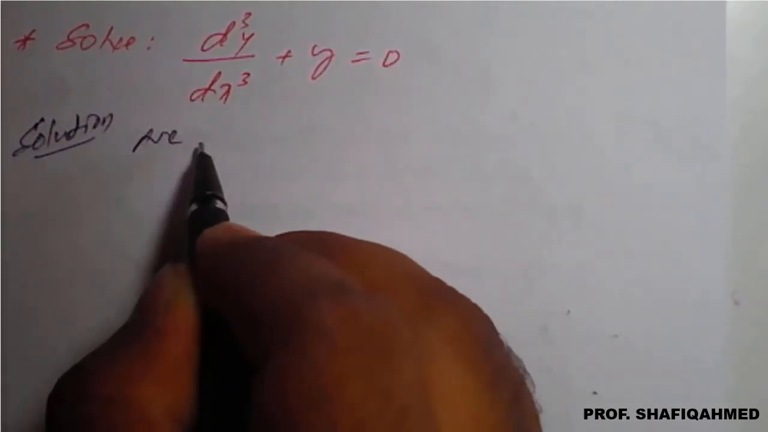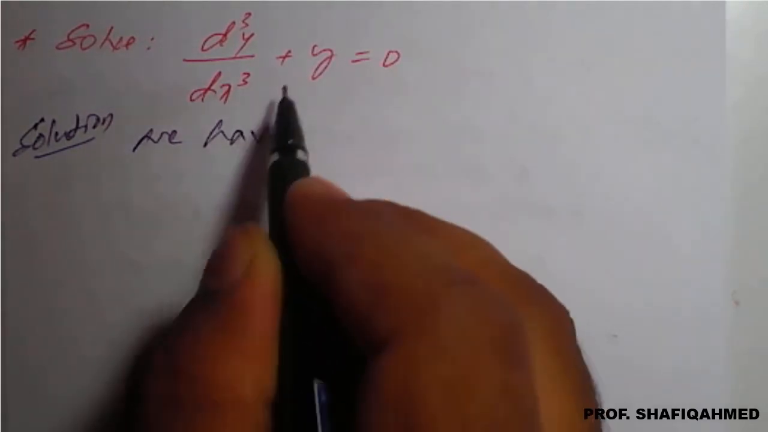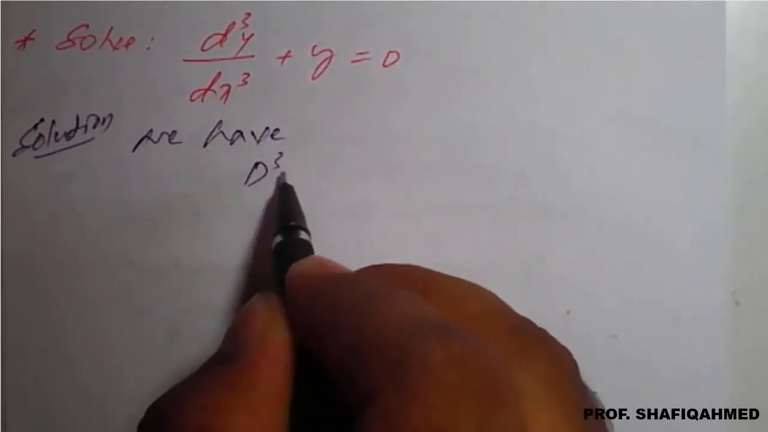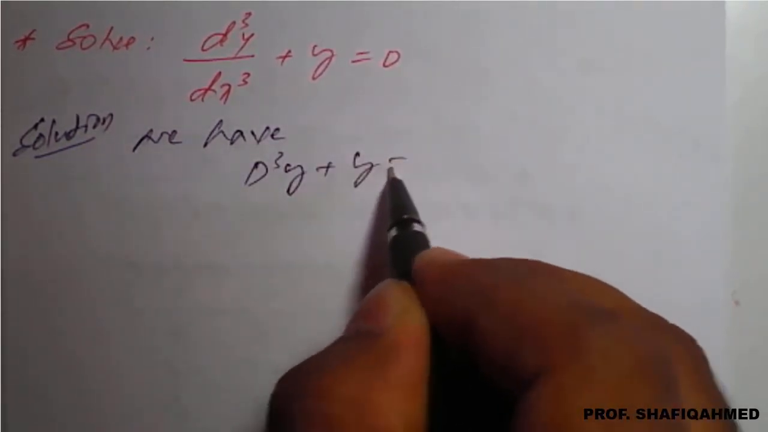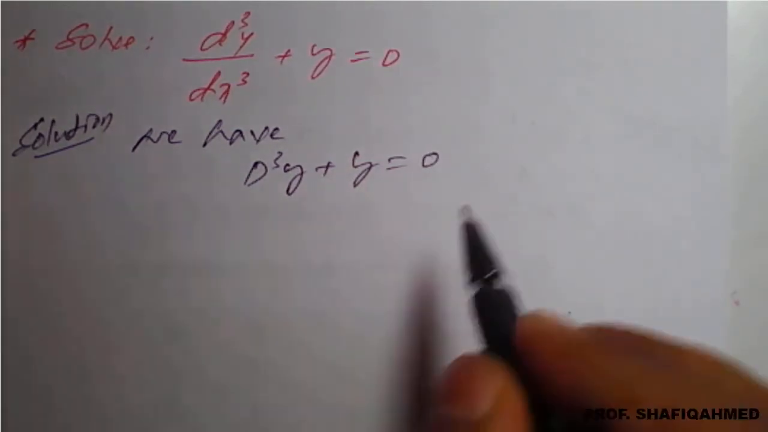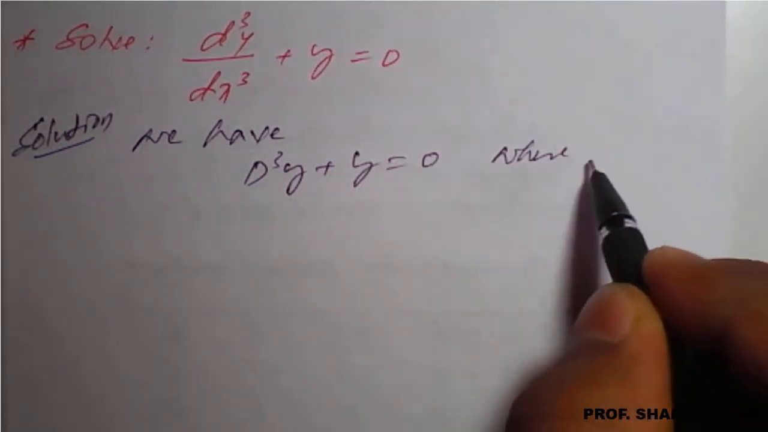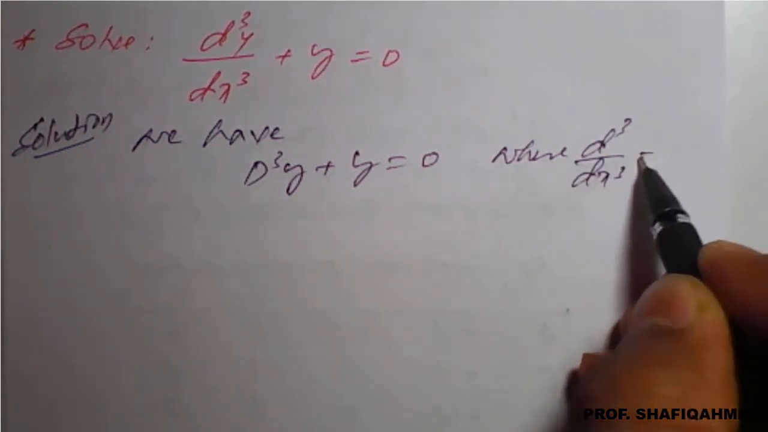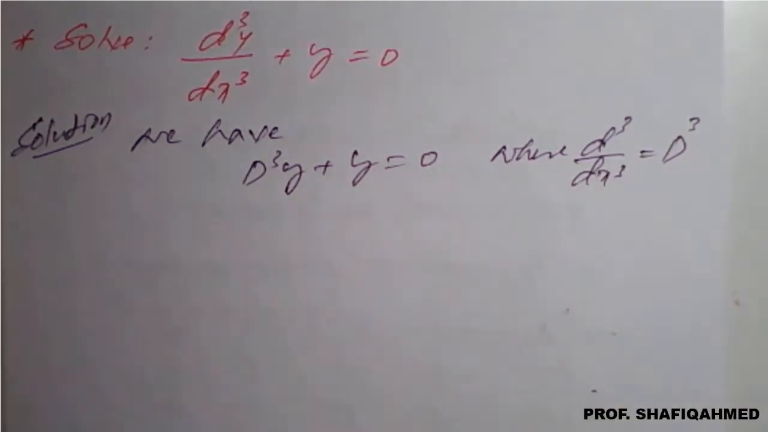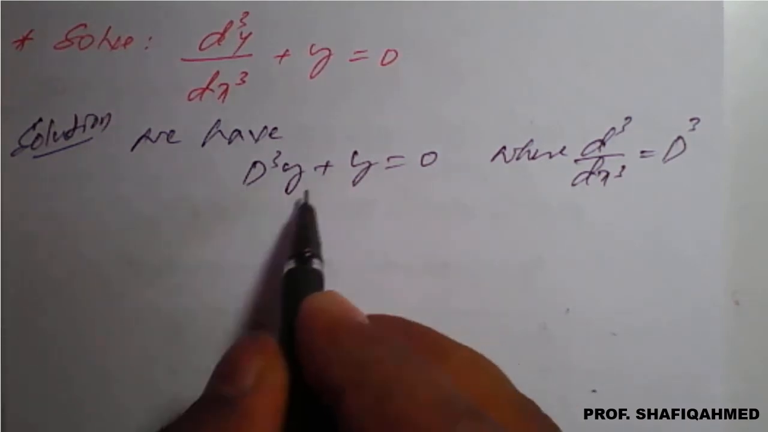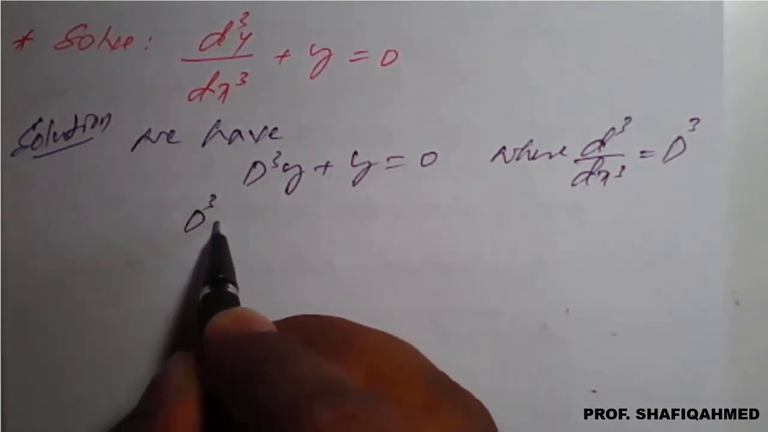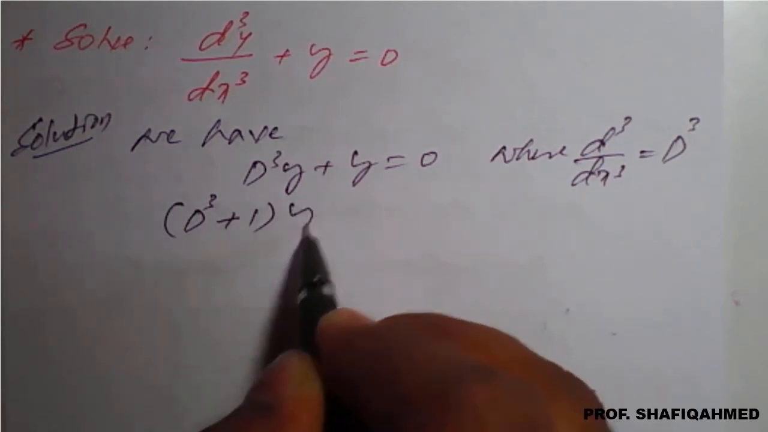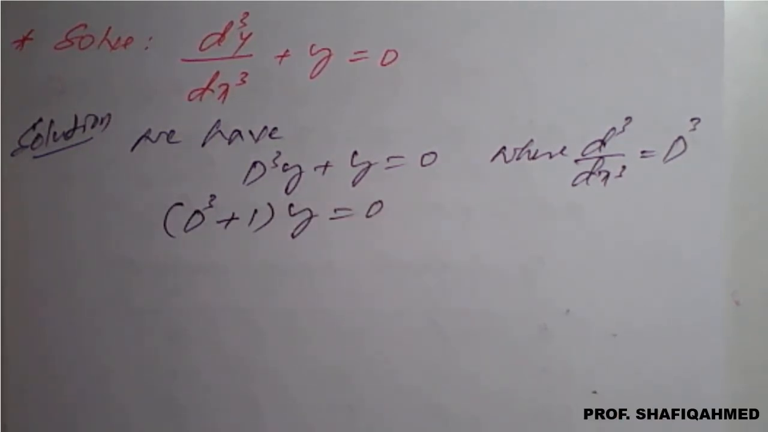So the above differential equation we can write as D cube y plus y equal to 0, where d cube upon dx cube is nothing but capital D cube. So therefore, taking y common, it becomes (D cube plus 1) y equal to 0.